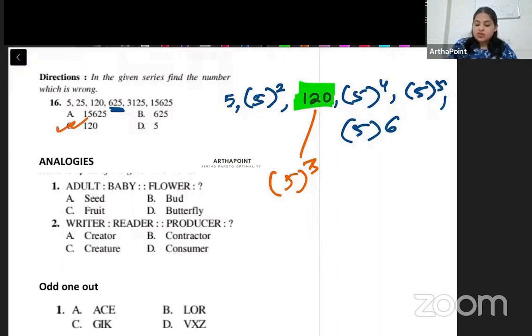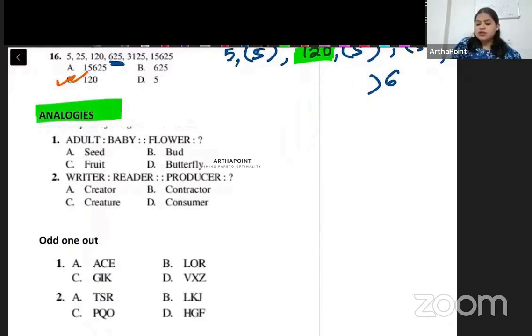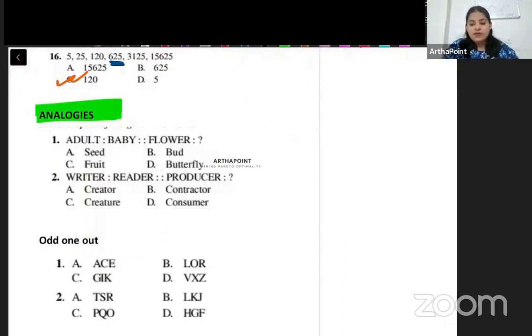Okay, so beta now let us go to the next question, analogies. This is the next topic. I am going quickly because I want to cover all the different kind of topics with you today. Analogies पे आ जाओ. Analogies and relationship बोलते हैं इसे. So it says if you have adult is to baby, then flower is to. तो बहुत simple है. The young one of an adult is baby. So flower का young one क्या होता है? Bud. So the answer to this question is going to be bud beta.